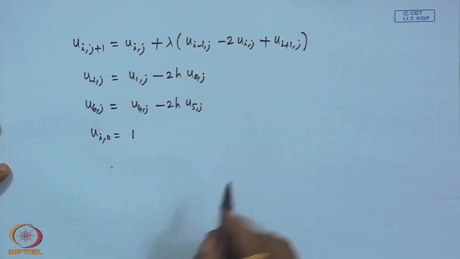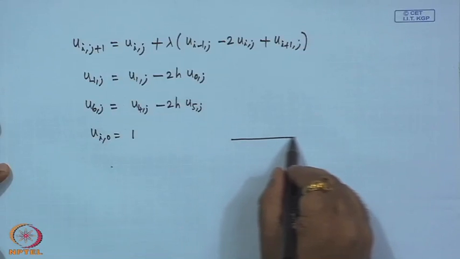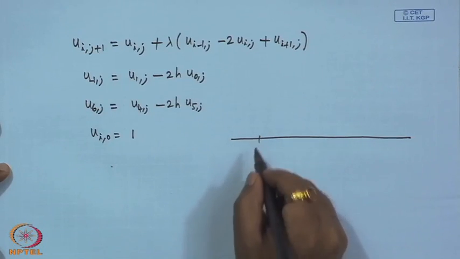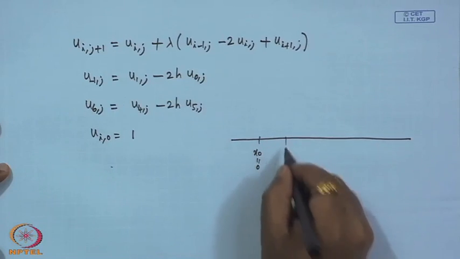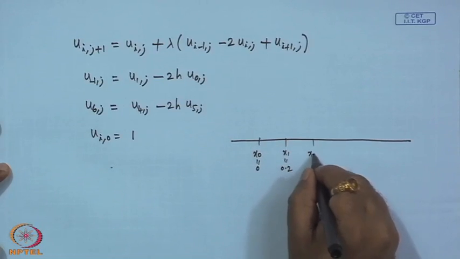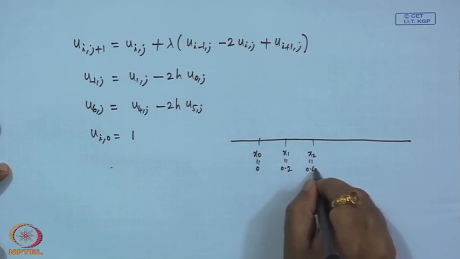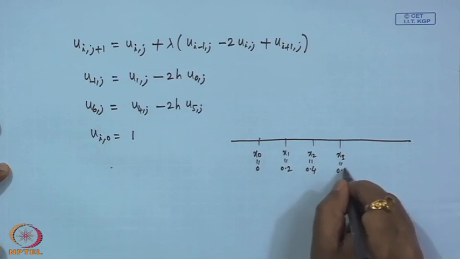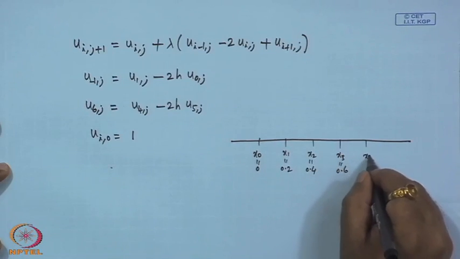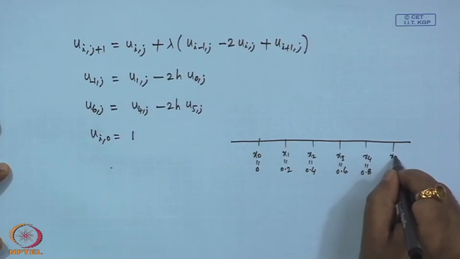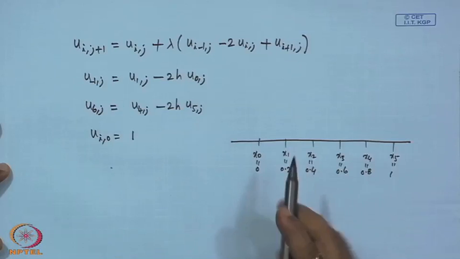Okay. Now, in order to decide where this is valid, 0, 0.2, 0.4, 0.6, 0.8, 1. Okay.